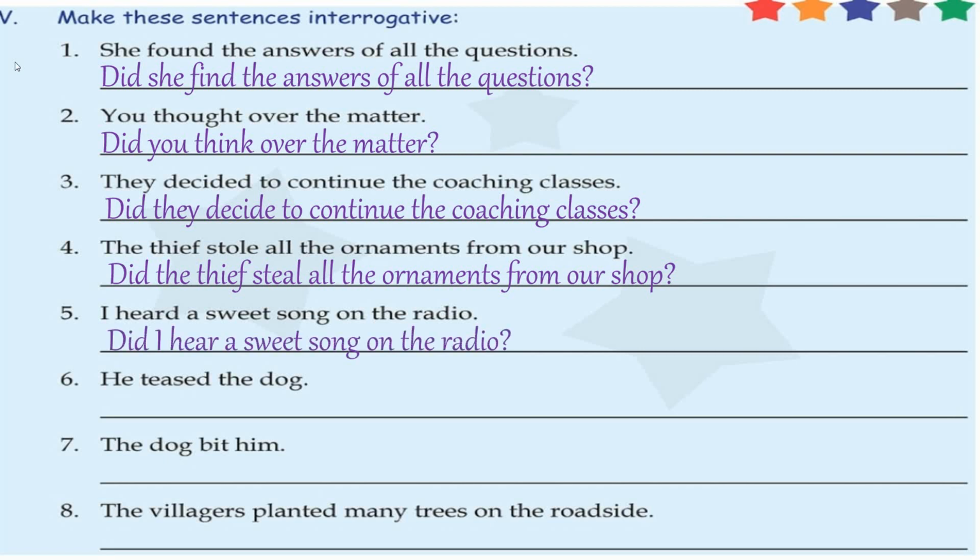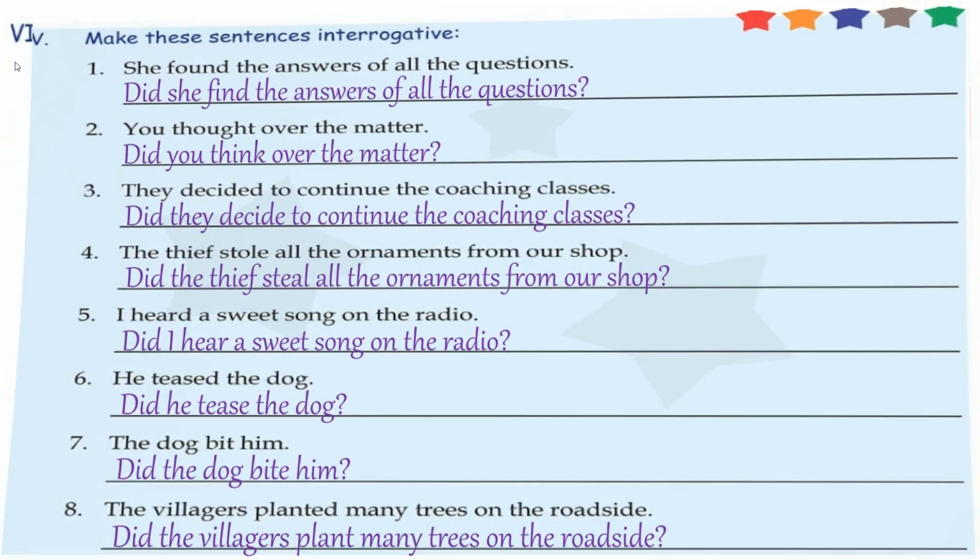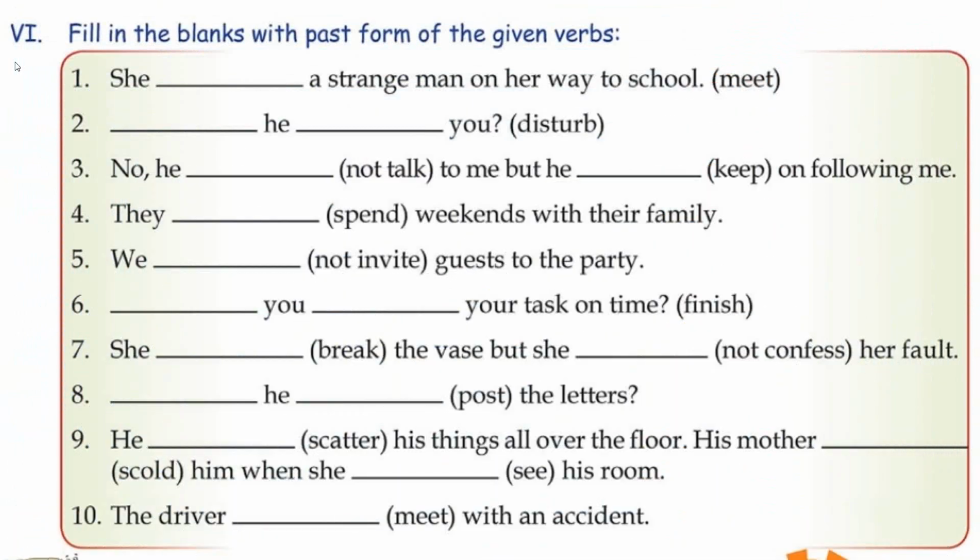He teased the dog. Again we will write did, then he, teased will change into tease. So did he tease the dog? The dog bit him. Did the dog bite him? The villagers planted many trees on the roadside. So did the villagers plant many trees on the roadside? And then question mark. Now children, fill in the blanks with the past form of the given verbs. Again the words are given in brackets. Just what you have to do, you have to change into past tense.